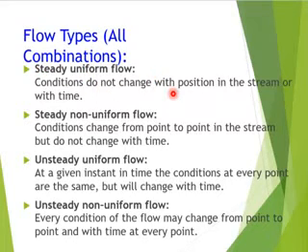If the conditions change from point to point in the stream but do not change with time, then it is steady non-uniform flow. If at a given instant in time the conditions at every point are the same but change with time, then it is unsteady uniform flow. And if every condition of the flow may change from point to point and with time at every point, then this is an unsteady non-uniform flow. So flow can exist in combination.